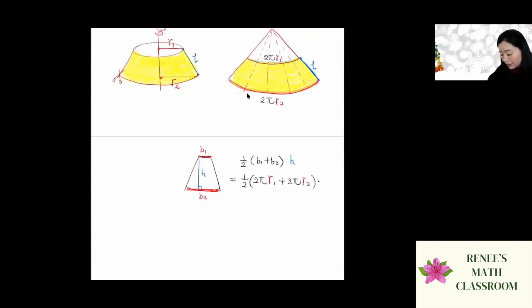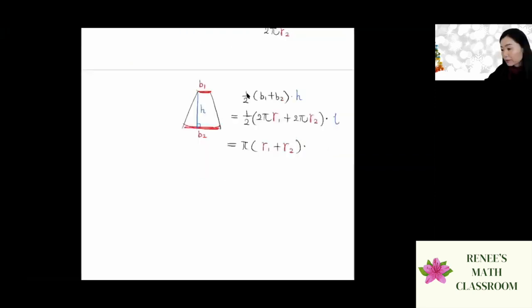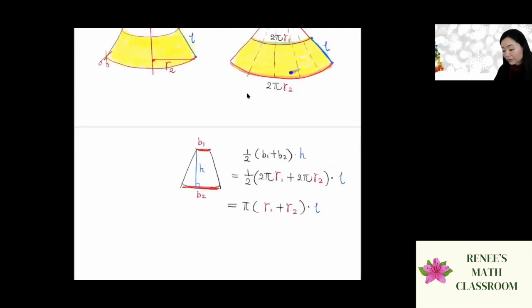And the height over here, when the slice is so thin, you can use this L for the height, right? Simplify this, and you get pi times (R1 plus R2), and then multiply with L. That's this area, the yellow highlighted area over here. Now, notice that it's a different formula, a different format from the one we had before.